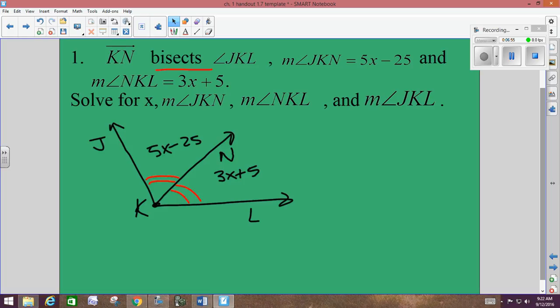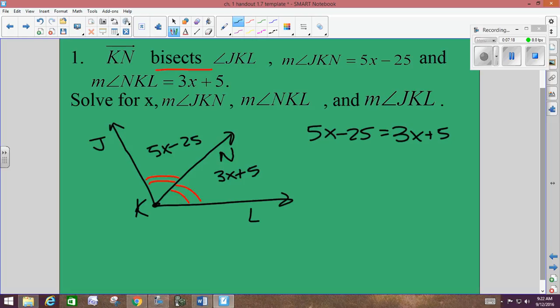We have to come up with an equation to solve for x and find all my angle measures. What do you think, Ethan? Why would you set these expressions equal? What do you know about those different angles? Excellent. Since the angles are congruent, the expressions have to be equal. They have to be the same, so set them equal to each other. 5x minus 25 equals 3x plus 5.